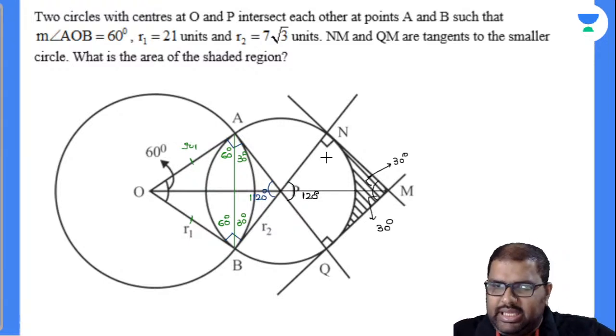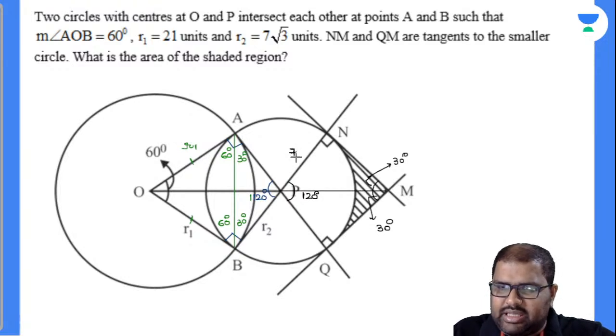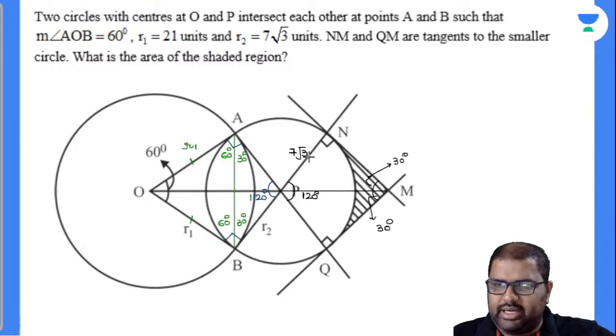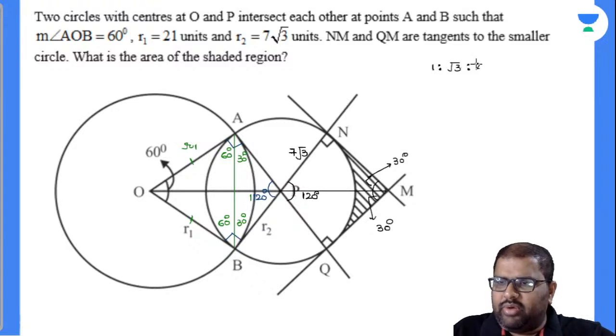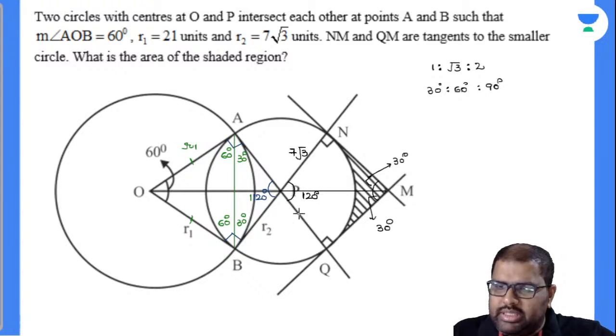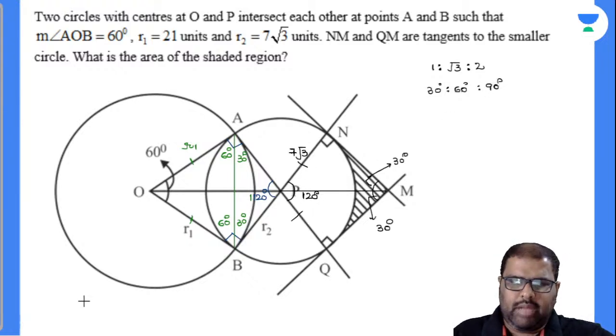Why? See here, this radius. This is the radius of the smaller circle. This radius of the smaller circle is given as 7 root 3. Now closely observe there. 7 root 3 is opposite to 30 and this is 90. These are the perpendicular sides. This is the hypotenuse. So see here, this is 30, 60, 90 degrees triangle, which must be in the ratio 1 is to root 3 is to 2. Write down here. Because these two sides are equal. Am I right or wrong?